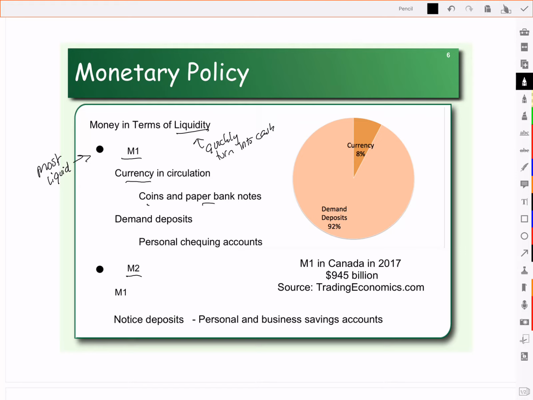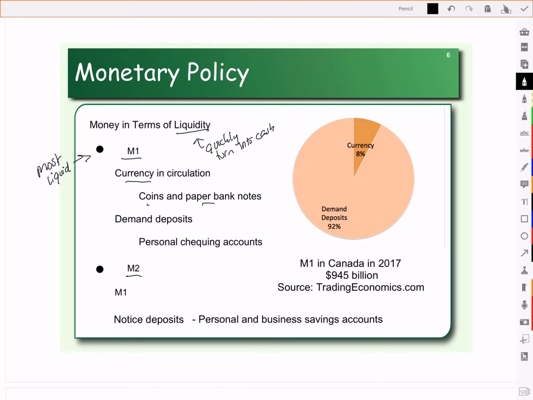Most of our money is not in coins and banknotes. It's in electronic form, right? It's a line on your bank statement that says you have money in your checking account. So actually very little of our actual money in Canada is in coins and notes.